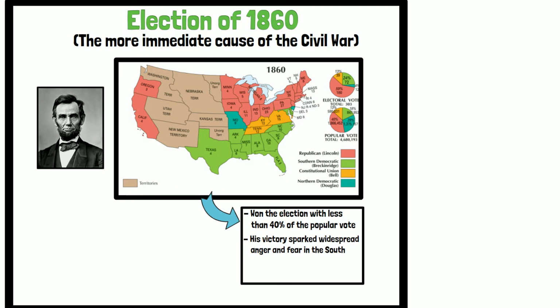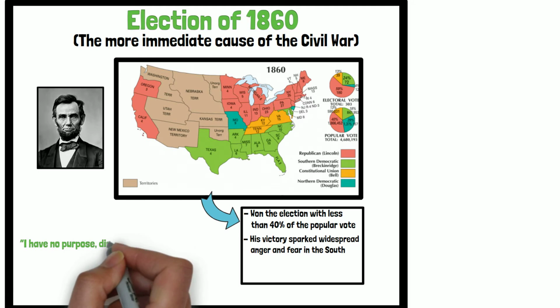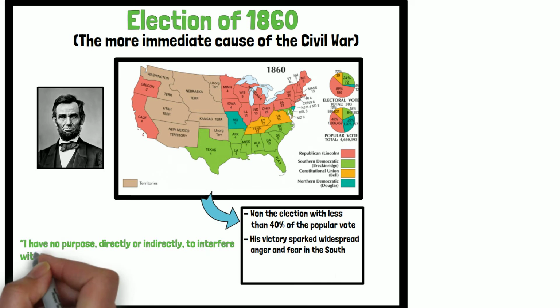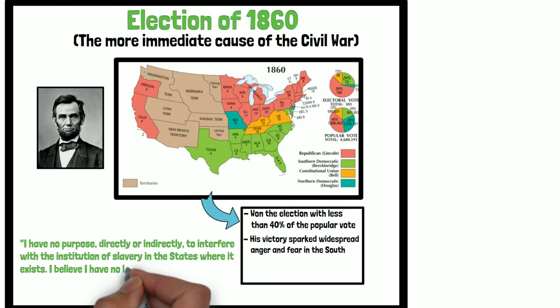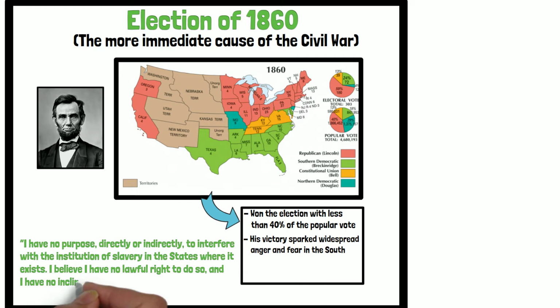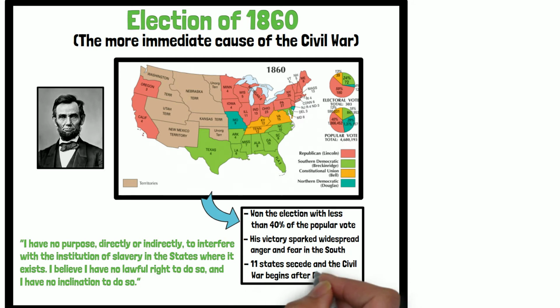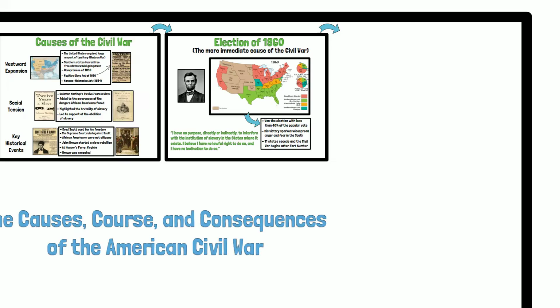Lincoln tried to calm the fears of slave owners by declaring, "I have no purpose, directly or indirectly, to interfere with the institution of slavery in the states where it exists. I believe I have no lawful right to do so, and I have no inclination to do so." Ultimately, 11 states seceded from the Union, declaring some aspect of states' rights over their authority to control such decisions as whether or not to practice slavery. After a Confederate attack on Fort Sumter in April of 1861, a civil war existed between the North and South.